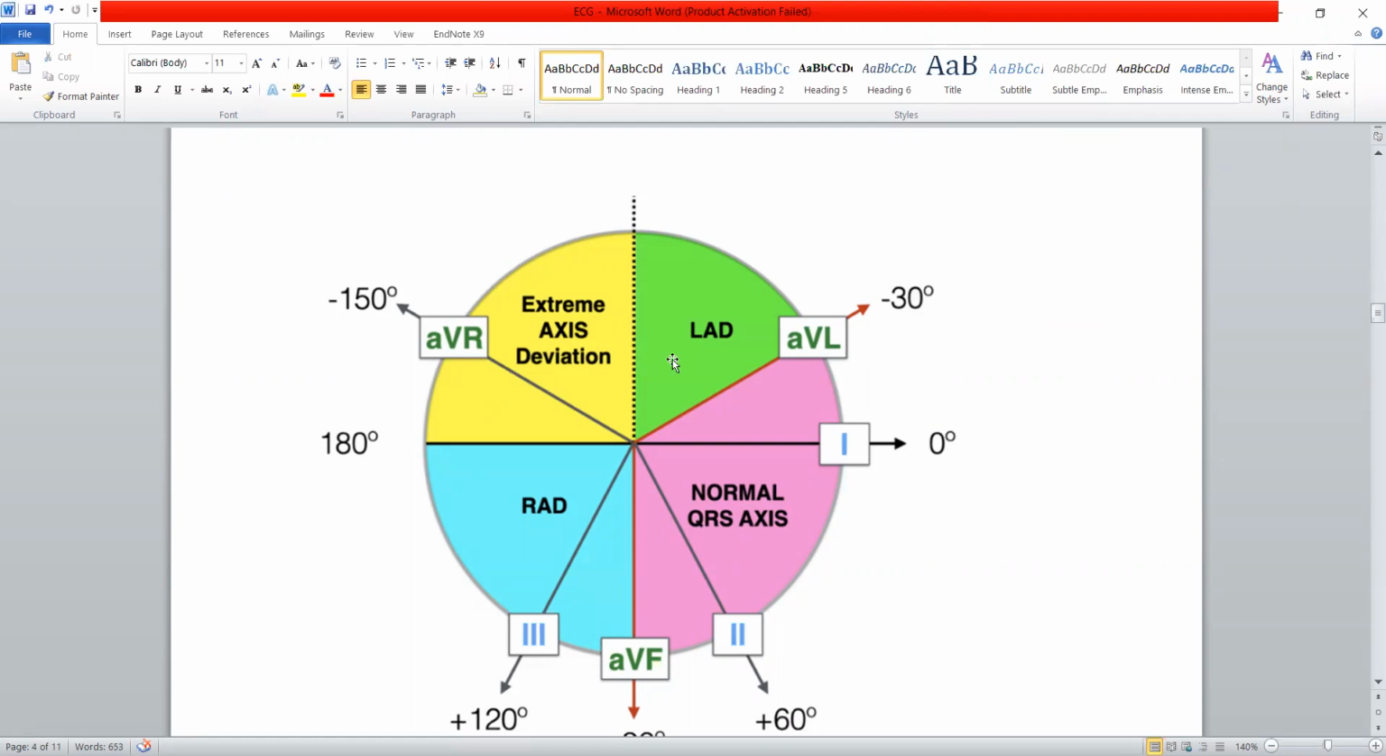So normally the current is flowing towards lead 1, towards lead 2, and towards lead AVF. Is that right? A point between lead AVF and lead 1. The normal direction of the cardiac axis is between these two leads.